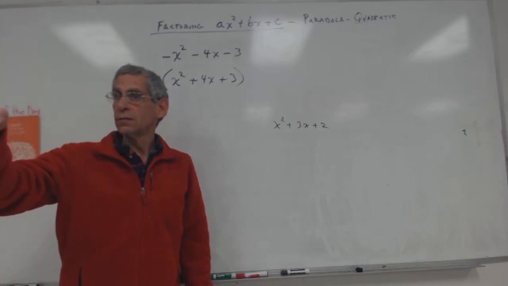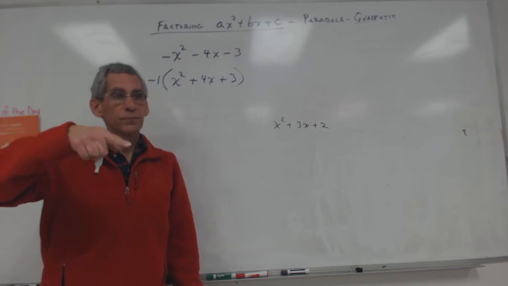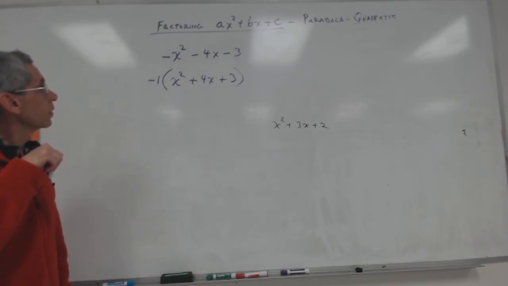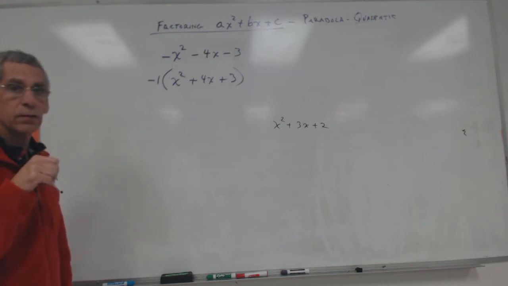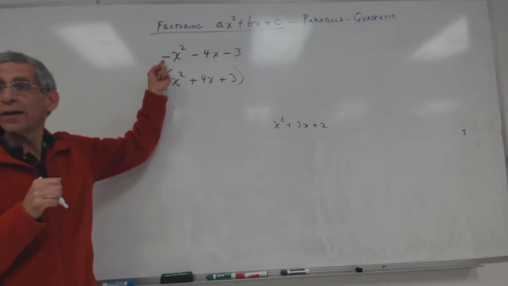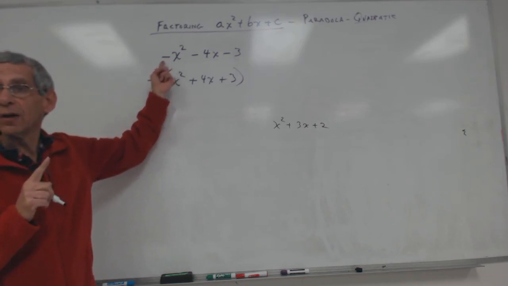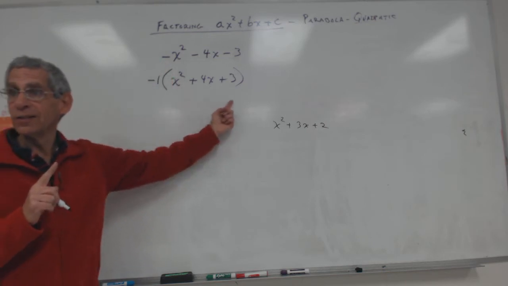Somebody had a question: is all of this because the x squared is negative? Yes. I don't want to try factoring this with a negative in front of the x squared. Does everybody understand this step?